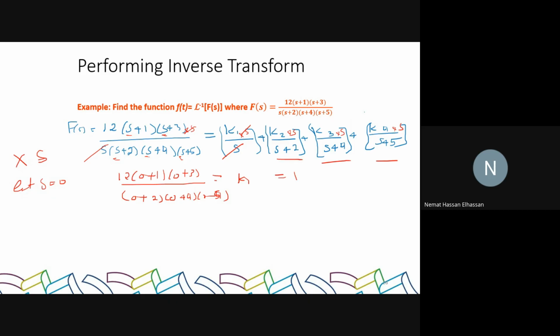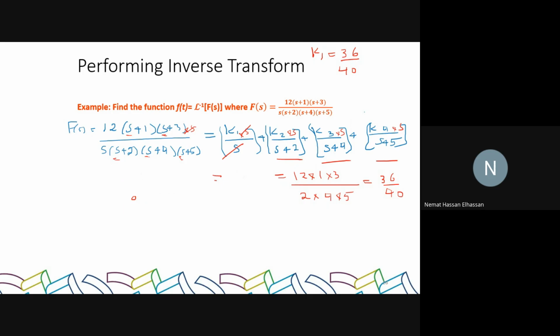12 times 1 times 3, divided by 2 times 4 times 5, which is equal to what? 36 over 40. Let's keep this here. K1 is equal to 36 over 40. And let's repeat the whole process to find K2, K3, and K4. With repetition, it will be more clear. So I'm going to start with the same original equation.